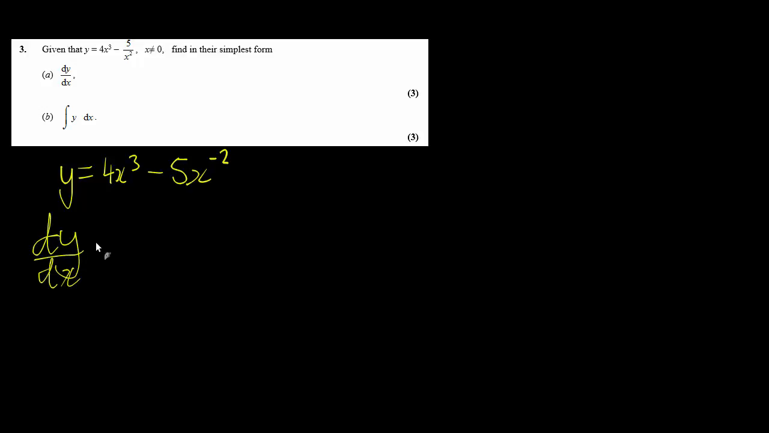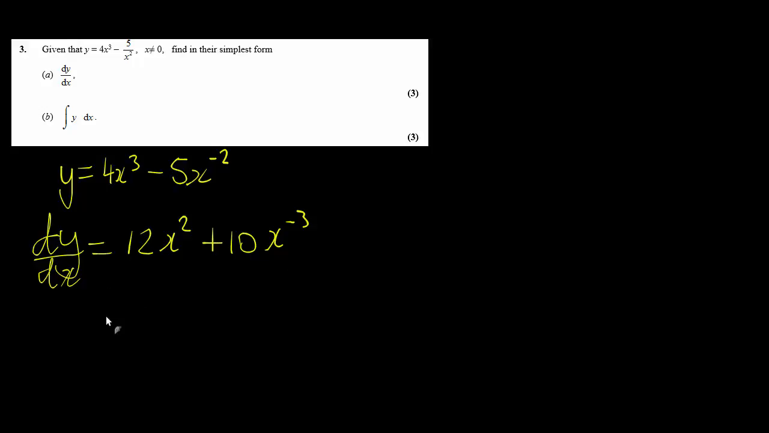So dy dx would be equal to, remember we multiply by the power and then take 1 away from the power. So 3 times 4 is 12. And 1 take away from 3 is 2. And then the same for the second term. So we multiply by minus 2, which gives us plus 10. And we subtract 1 from the power, which gives us x to the minus 3. Obviously be careful with the negatives.